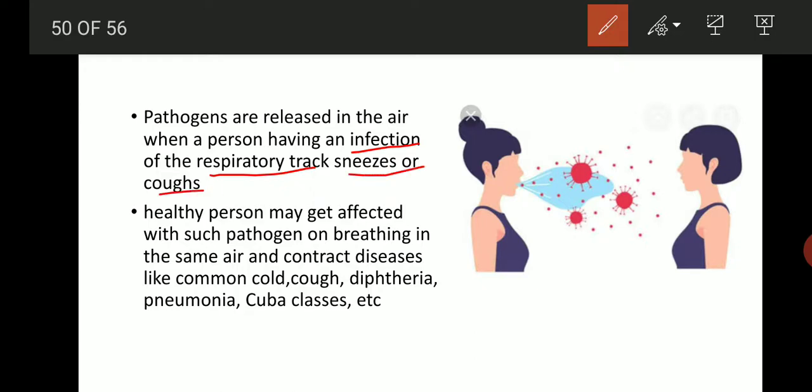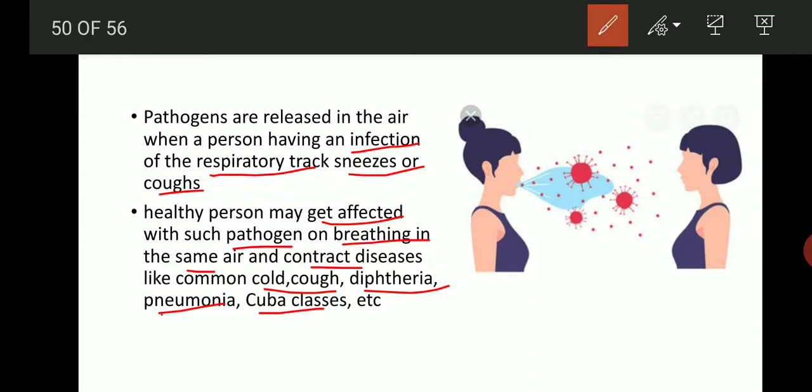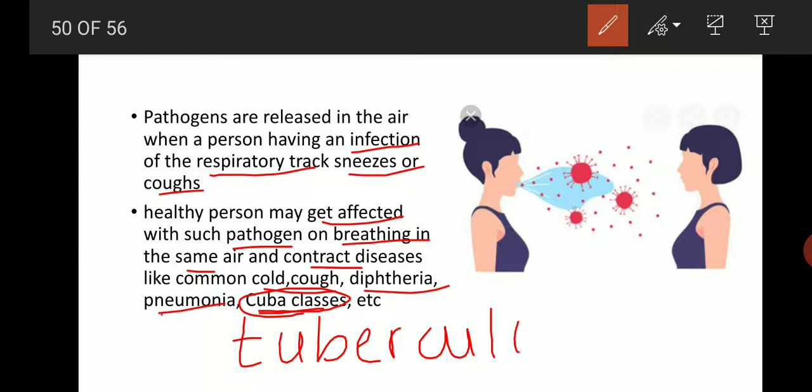Pathogens are released in the air when a person having an infection of the respiratory tract sneezes or coughs. A healthy person may get infected with such pathogens on breathing in the same air and contract diseases like common cold, cough, diphtheria, pneumonia, tuberculosis, etc. You can see here some mistake is there. So just after pneumonia, tuberculosis, the spelling I am going to write over here. Tuberculosis, T-U-B-E-R-C-U-L-O-S-I-S.